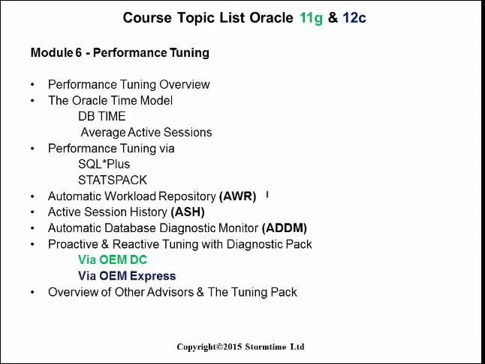And Module 6 is the only time, realistically, we're going to be using Enterprise Manager. OEM DC for 11G, OEM Express for 12C. Because this is talking about database performance tuning, and we talk about DB time. One of the most important things we can get from that is a thing called average active sessions. So we have to try and eliminate waits.